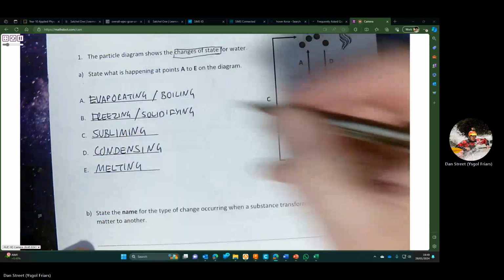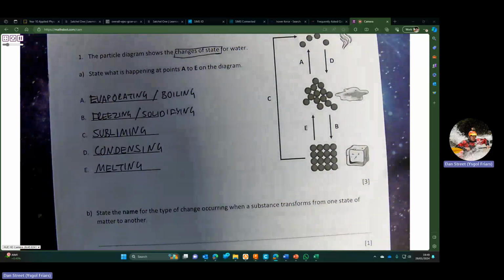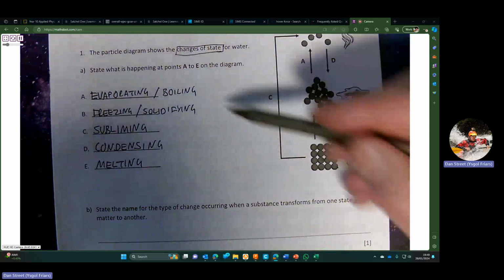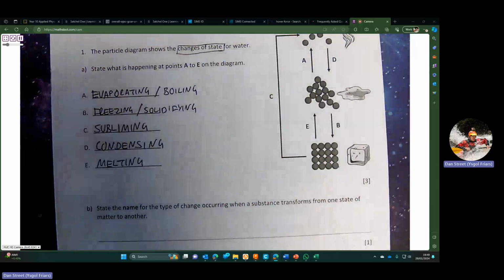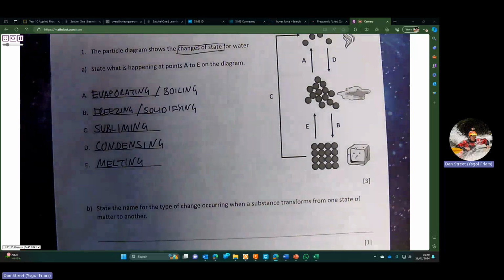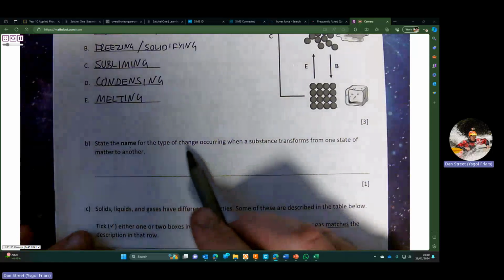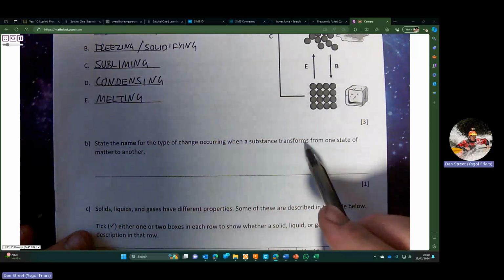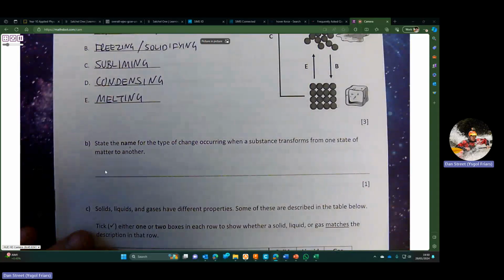Now, there wasn't a mark for each one. The marks were actually, as you see here, 3 marks. So if you got them all right, you got 3 marks. If you got 3 of them right, you got 2 marks, and 2 of them right, you got 1 mark. Okay. It says here, state the name for the type of change occurring when a substance transforms from one state of matter to another. Okay, so we were looking for what that type of change of state is called.